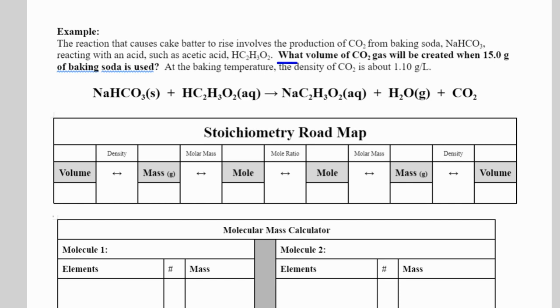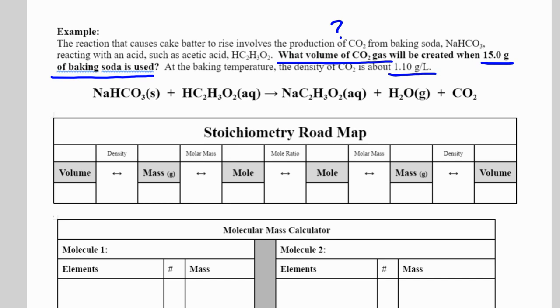So that's one thing we want to underline here. That's what we're trying to figure out: what volume of CO2 gas will be created when 15.0 grams of baking soda is used. So we're trying to figure out a volume of CO2 when given 15 grams of baking soda. At the baking temperature, the density of CO2 is about 1.10 grams per liter. That is also going to be important, but not for a little while here.